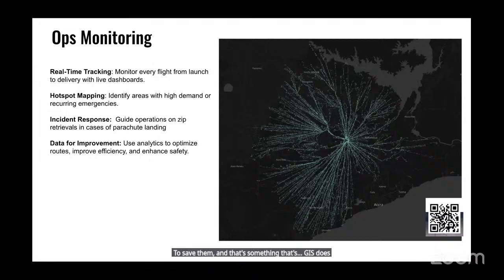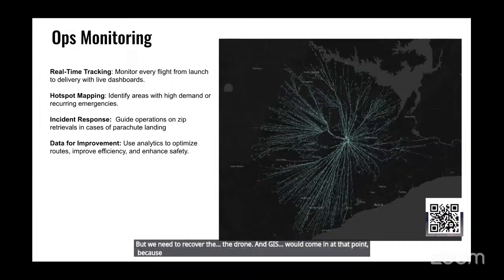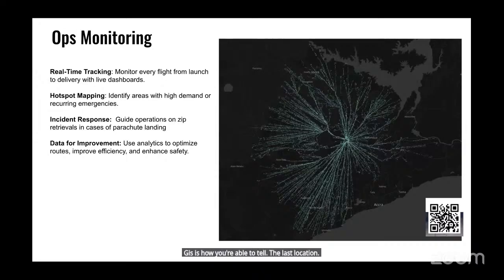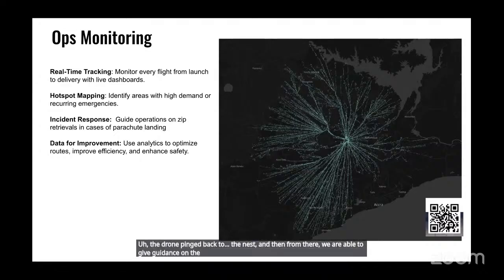We also do incident response. So in cases where our drones fly and something happens and it has to deploy a parachute, it will deploy the parachute and then land safely, but we need to recover the drone, and GIS would come in at that point because GIS is how you're able to tell the last location the drone pinged back to the nest. And then from there, we are able to give guidance to the flight operations team, sorry, to be able to retrieve the drone.